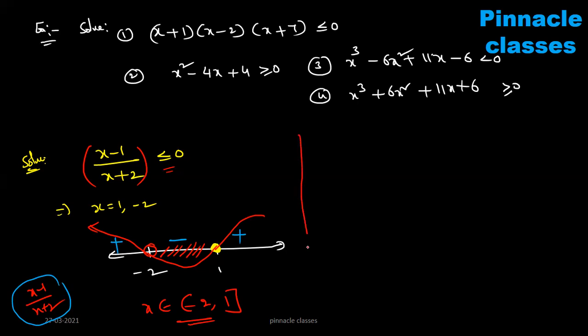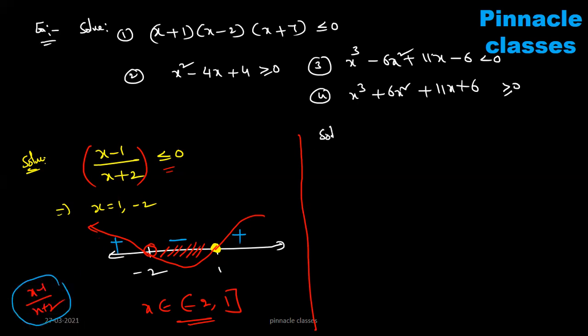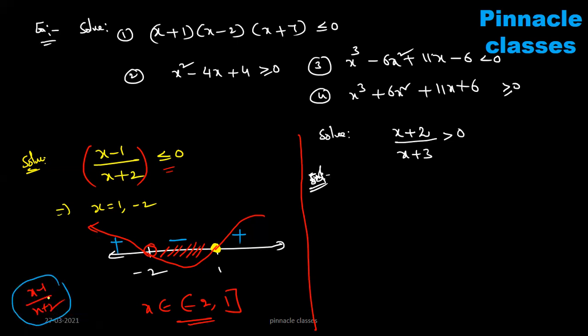Same model, I'm giving. Get ready. Solve x plus 2 by x plus 3 greater than 0. For example, how to solve this one? What is the first step? First, equal to 0 means find the zeros. What are the zeros? X is equal to minus 2, comma minus 3.